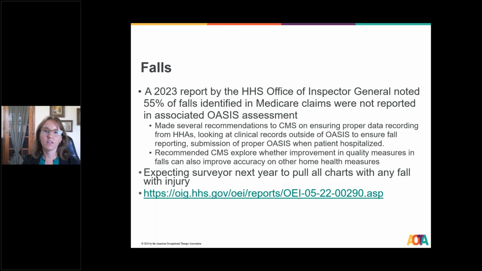The other area is falls. So the Office of the Inspector General has noted that 55% of falls identified in Medicare claims were not reported appropriately on the OASIS assessment. The OASIS is the initial assessment that we provide to CMS as a home health agency on the patient's deficits. We also provide it at the end of services. So there is a lot of focus now on correct reporting of falls within the home, and especially falls that result in injury within a home health episode.